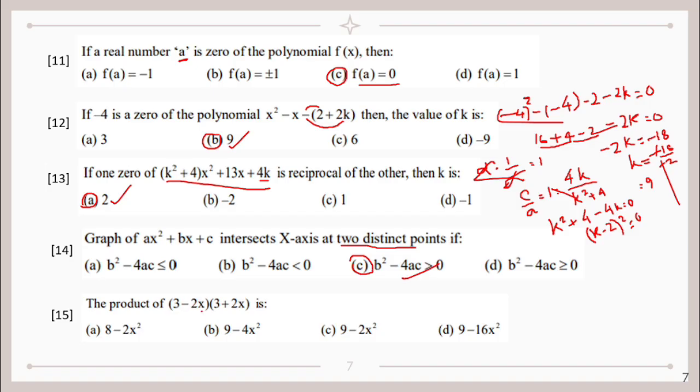The product of 3 minus 2x into 3 plus 2x. This is a minus b. This is a plus b. So a minus b into a plus b is a square minus b square. So remember the identity. What is a square here? 3 square. 3 square is 9. Minus what is b square? 2x square. So 2 2s are 4, x into x, x square. So 9 minus 4x square is the answer. Not 9 minus 2x square. Not this. Okay. So B is the right answer.